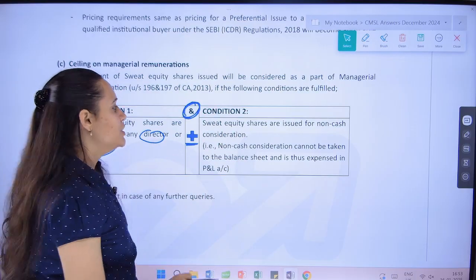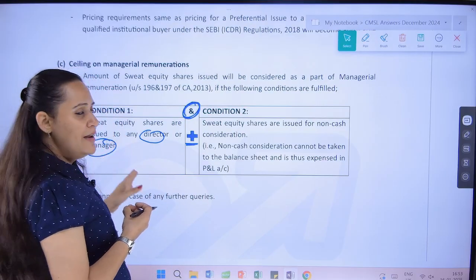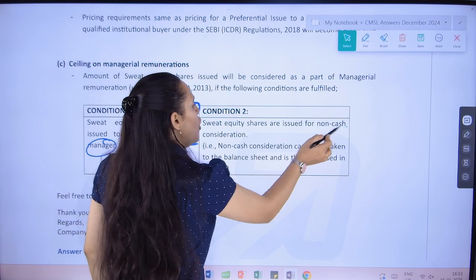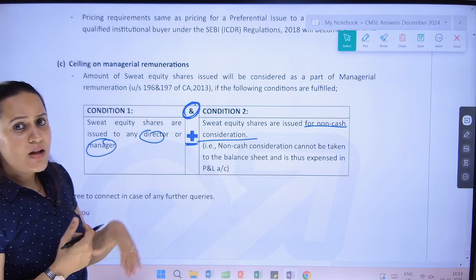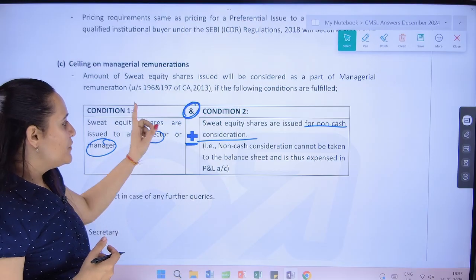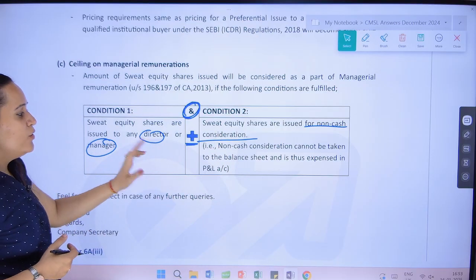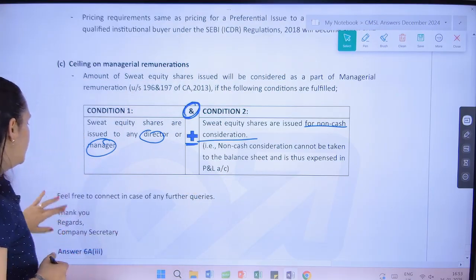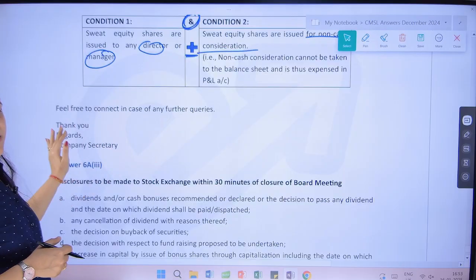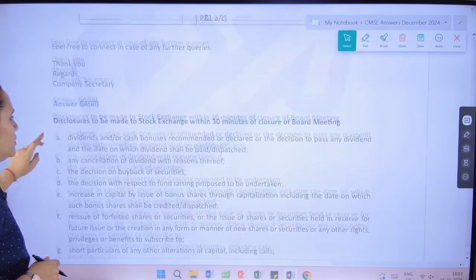What is the second condition? That the sweat equity shares that are issued to the directors or the managers should be for non-cash consideration. If it is for cash consideration, the treatment will be different. So if the sweat equity shares are issued for non-cash consideration, then only it is going to be a part of managerial remuneration. If you have any further queries, you can connect with the company secretary of the company. This is what you should write.